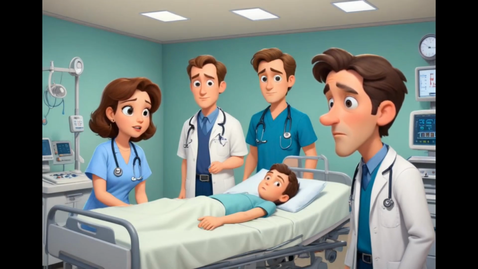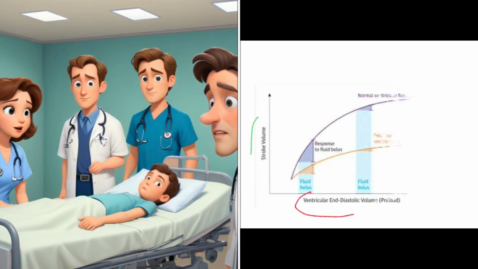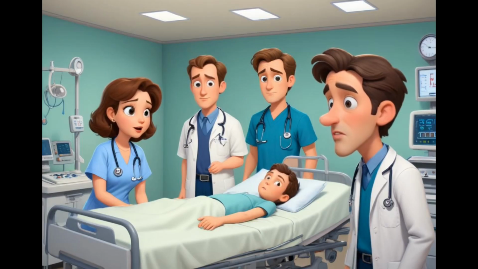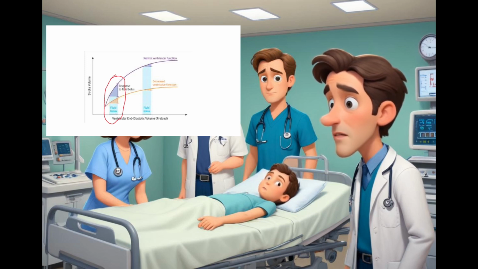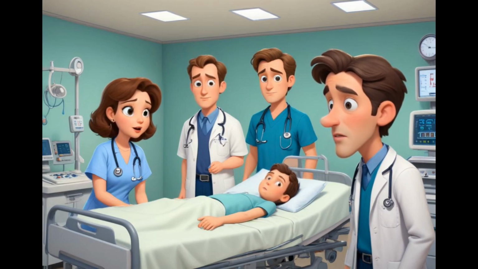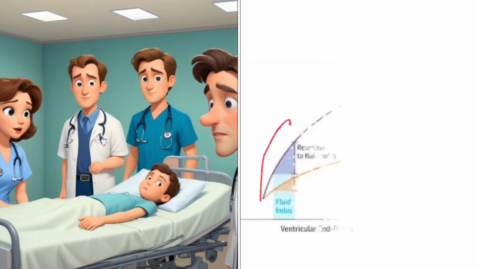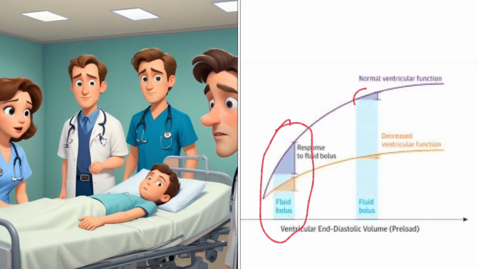What is the Frank-Starling curve, and how does it relate to fluid responsiveness? The Frank-Starling curve describes the relationship between cardiac preload and stroke volume. On the steep portion of the curve, an increase in preload leads to a significant increase in stroke volume, indicating that the patient is fluid responsive.